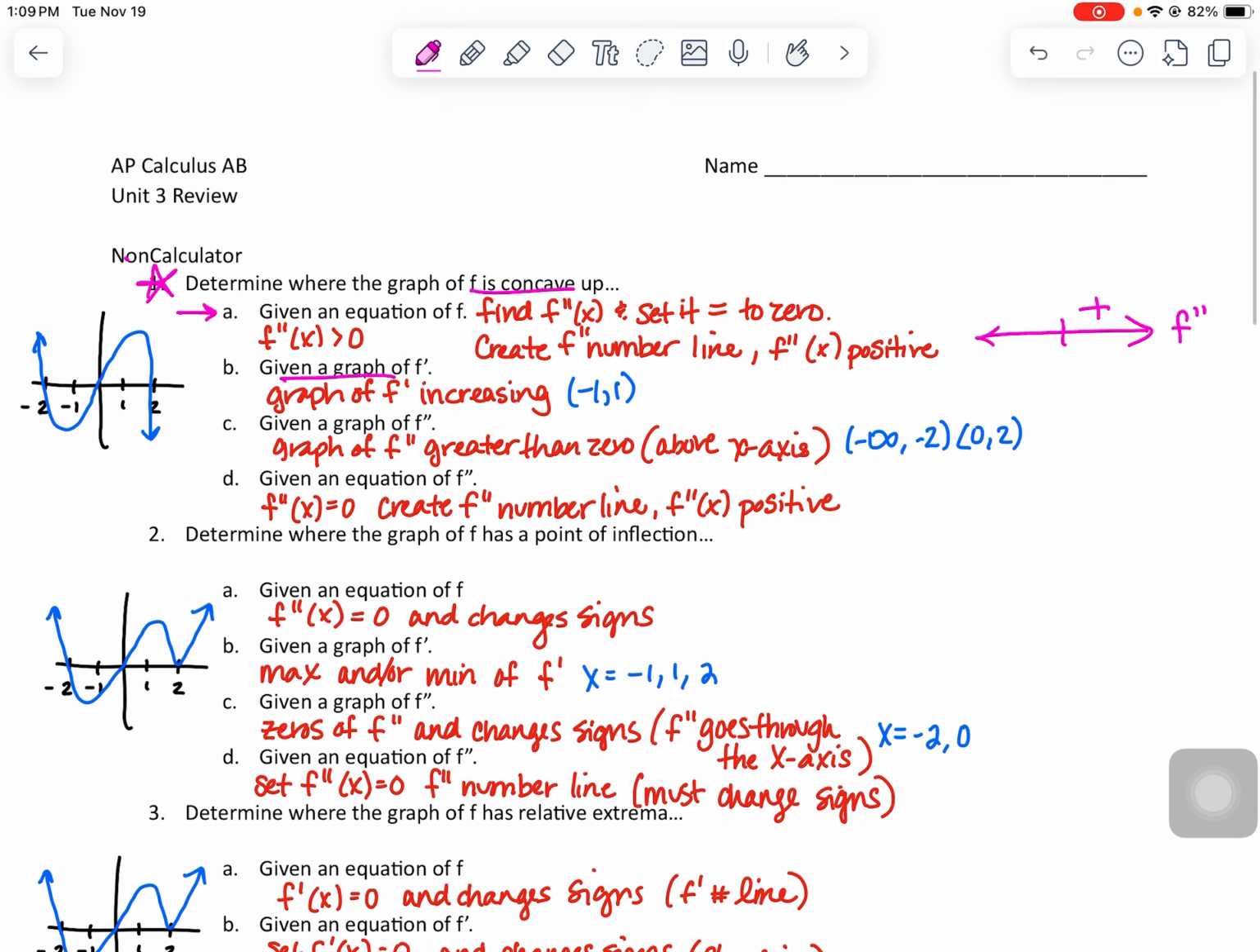And so I just wanted to give you an area that gets you thinking. And so it's set up in a way so that if you look at number 2, that's how you would actually approach a problem. The problem would say, determine where f has a point of inflection, and then you would have to see what you were given and make a decision about how to find the point of inflection based on the graph or the equation that you were given.